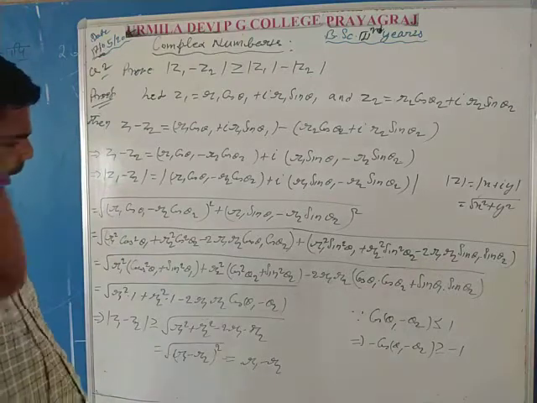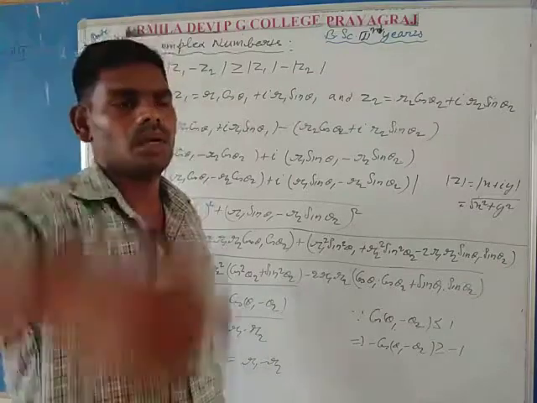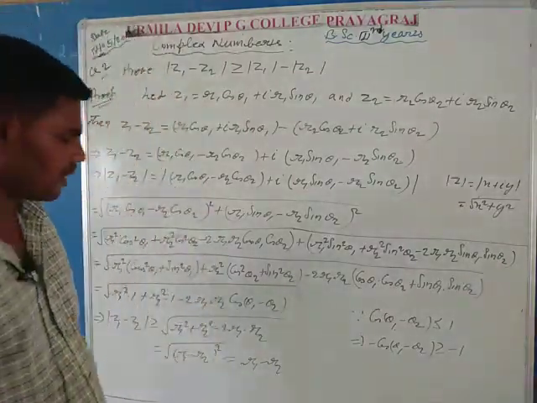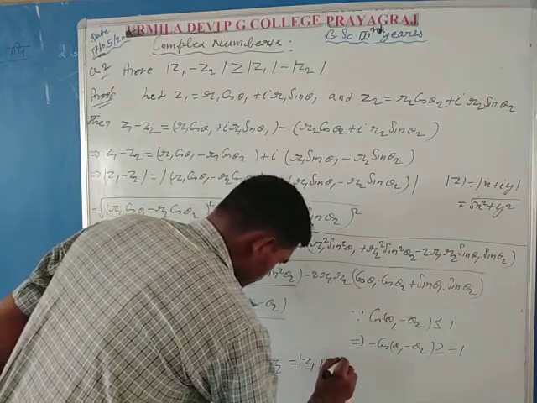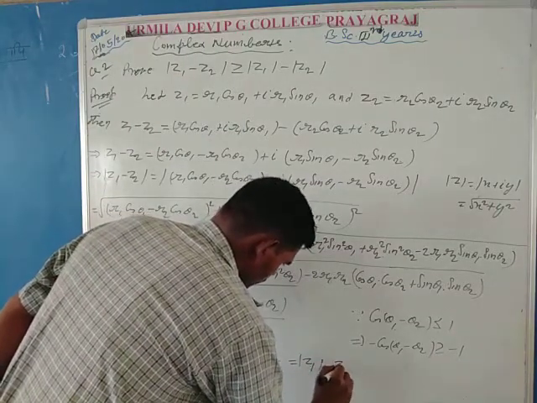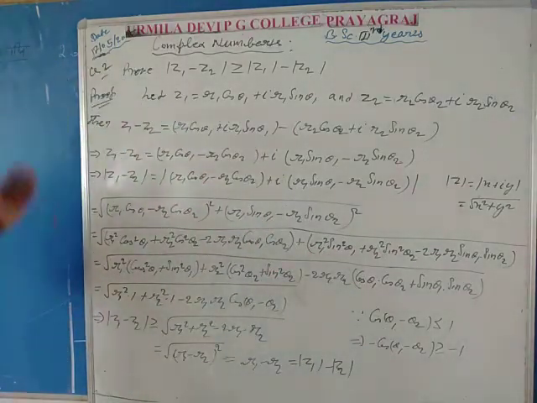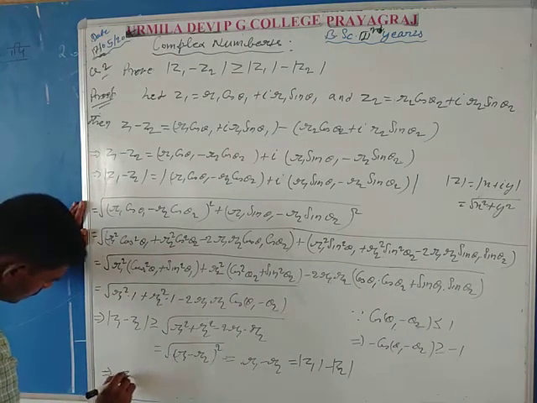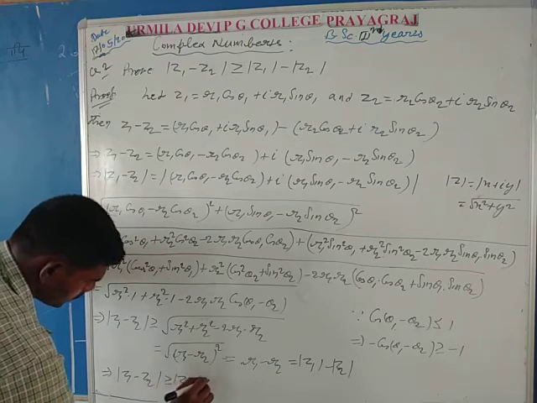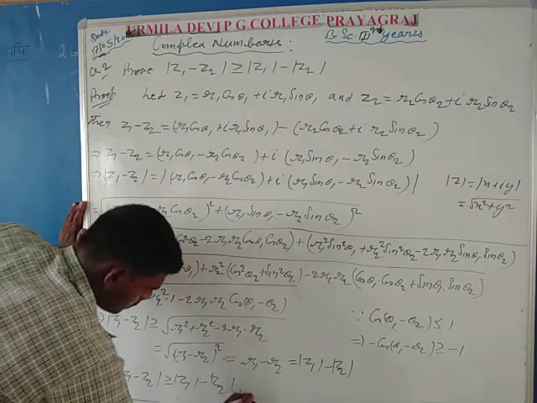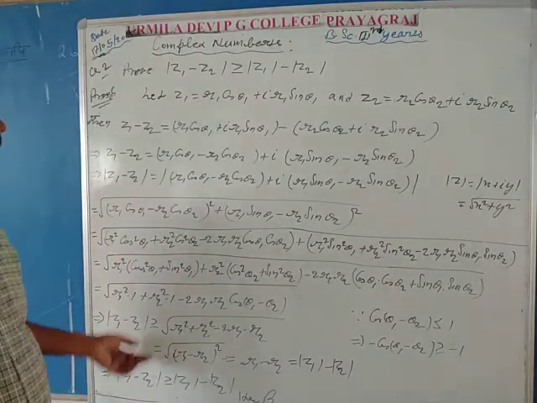But you know that r1 is equal to |z1| and r2 is equal to |z2|. So here replace r1 by |z1| and r2 by |z2|. So it is clear from this solution that |z1 − z2| is always greater than or equal to |z1| − |z2|, hence proved. This inequality is proved.